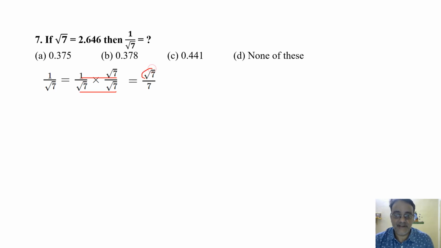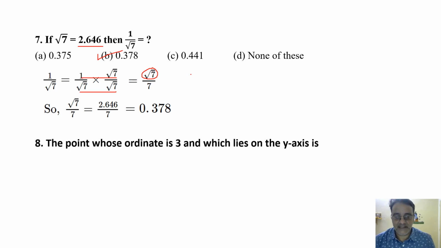Now substitute the value of root 7 here. The value given is 2.646. If you divide it by 7, you will get 0.378. And the correct option is B. Option B. Right. So now we are moving toward the next question, question number 8.